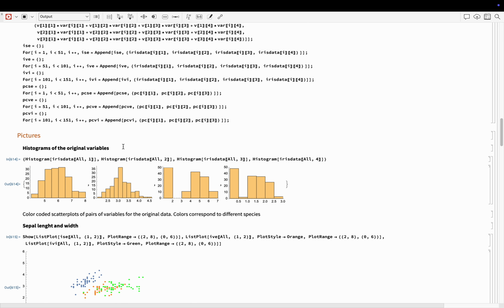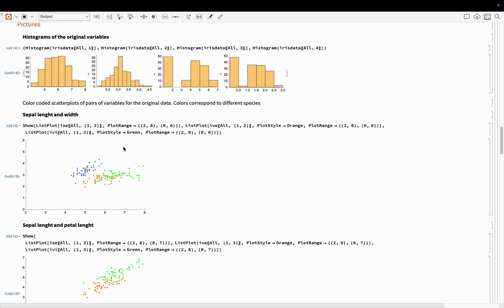and we will look at some pictures. So first, there are histograms of the original variables. These two are about sepals. These two are about petals. As you can see here, we have a kind of bimodal histogram. Probably there is a difference between the species, maybe, and here we have 50, and here we have almost 50. There are some rogue ones. So probably this is just one of the species, this 50 flowers.